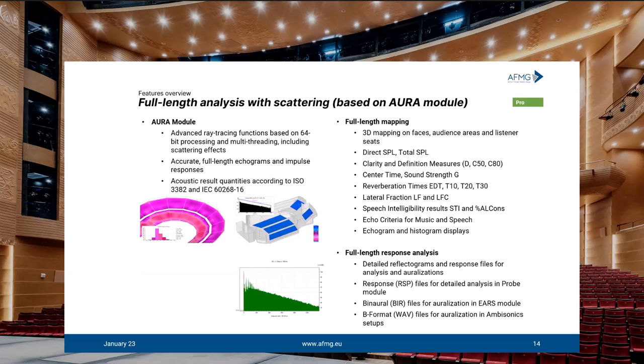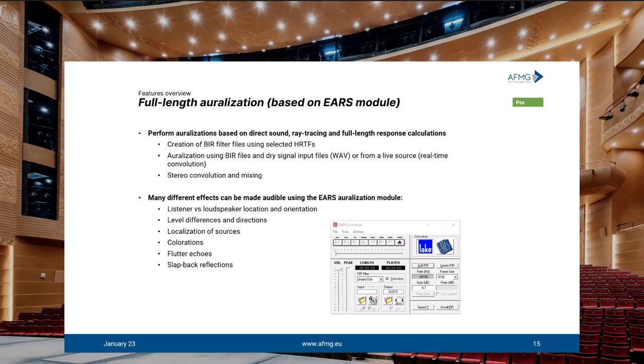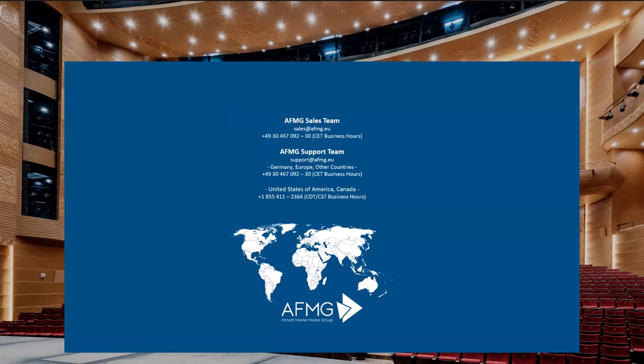We can do auralization using the EARS module, which performs auralizations based on the direct sound, the ray tracing, and the full-length response calculations. Many different effects can be made audible using that EARS auralization module, such as listener versus loudspeaker location and orientation, differences in levels and directions, and so on. Let me pass this now back to Anna, and she will take you into some of the drawing tools.